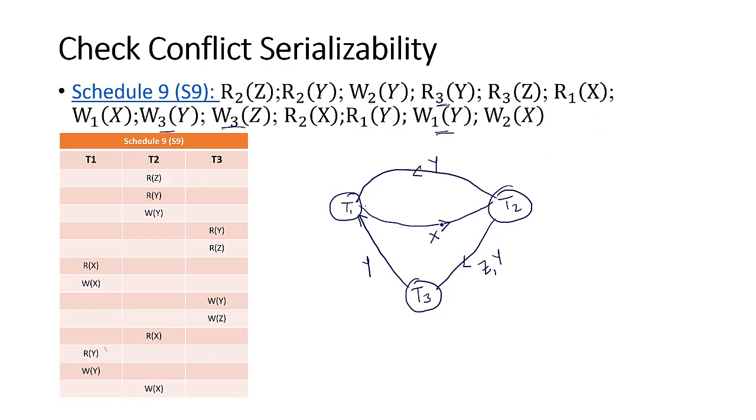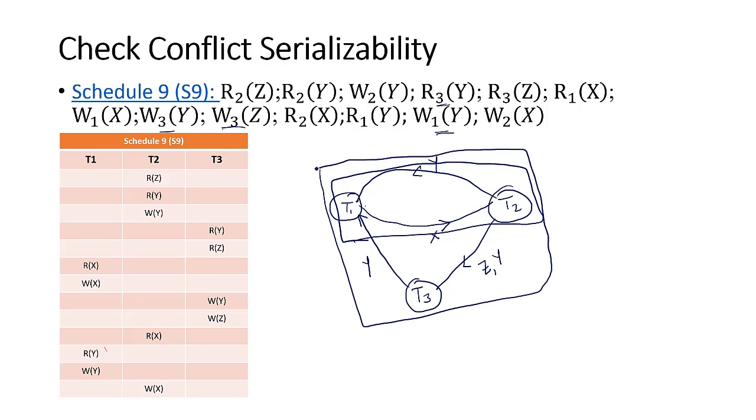No further checking is needed because we can identify two different cycles in this precedence graph. The first one is from transaction 2 to transaction 1, and from transaction 1 to transaction 2. So this one is a cycle. The second cycle is transaction 2 to transaction 3, then from transaction 3 to transaction 1, then back to transaction 2. So the second cycle covers all three transactions. As we already know, a schedule will be non-conflict serializable when there is a cycle in the precedence graph. So as there is a cycle in the precedence graph, schedule 9 is not conflict serializable.